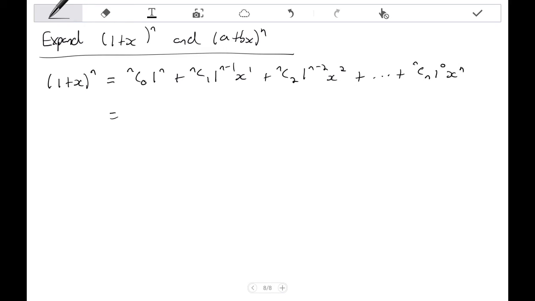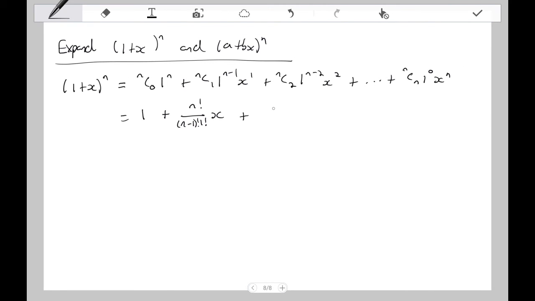So anything choose 0 is always 1, okay? And 1 to the power of anything is always 1. So the first term is 1, and then we get n factorial over n minus 1 factorial 1 factorial x, add n factorial over n minus 2 factorial 2 factorial x squared, add n factorial over n minus 3 factorial 3 factorial x cubed, add dot dot dot.